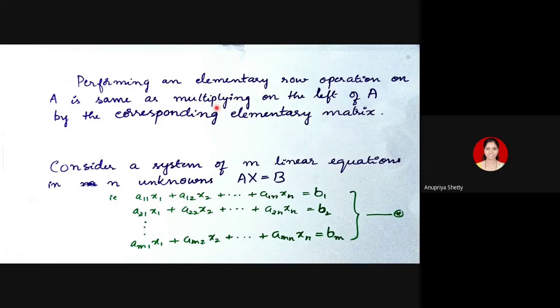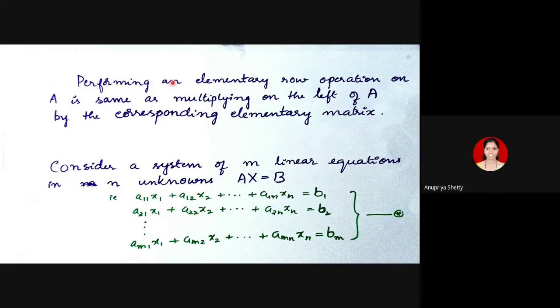The next case is if I have to interchange any two rows, that is the same as multiplying on the left of the given matrix by an elementary matrix of type 2. And if I want to multiply one particular row of a matrix by a scalar, that is equivalent to multiplying on the left by an elementary matrix of type 3. So combining all three cases, this is what we can conclude.